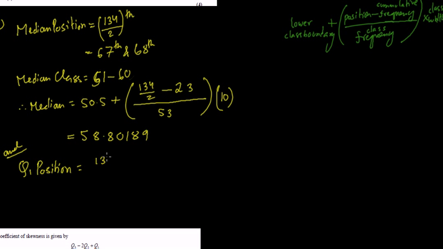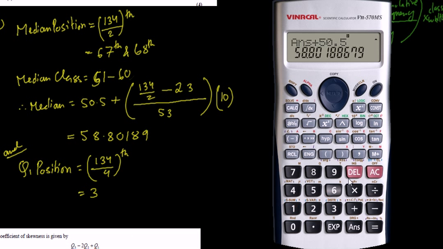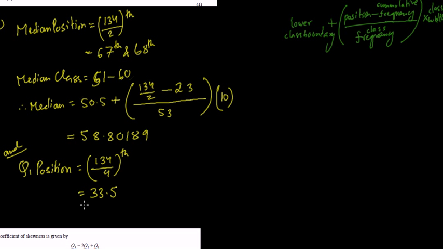Q1 position is n, which is 134, by 4th position. Four 3s are 12. Oh, I have to calculate again. 134 divided by 4 is 33.5. That means 34th position.